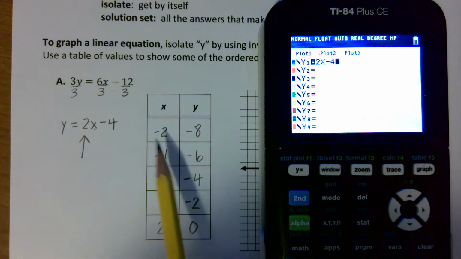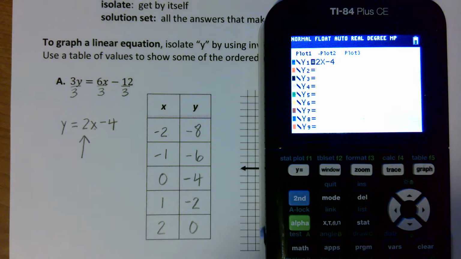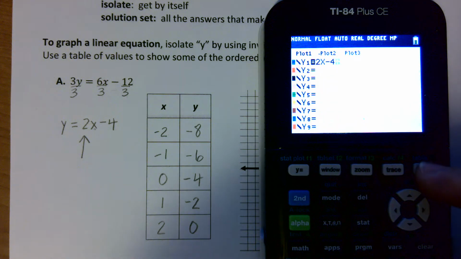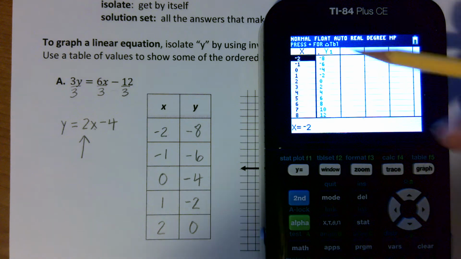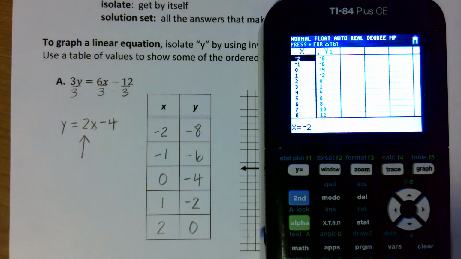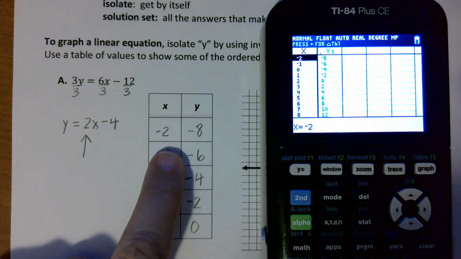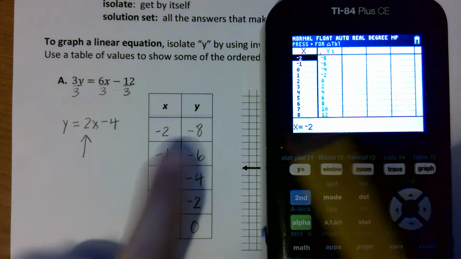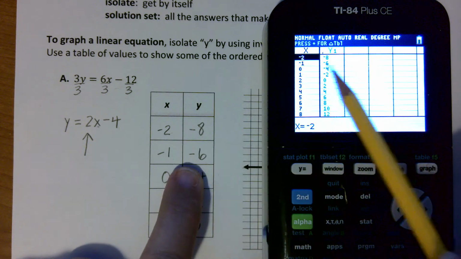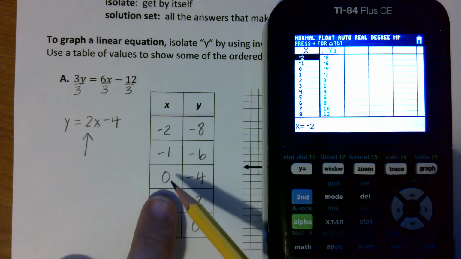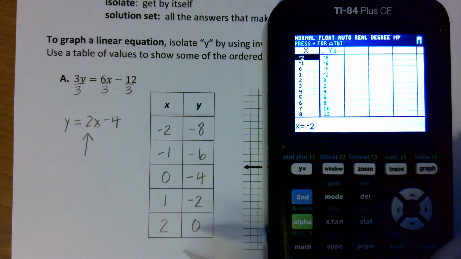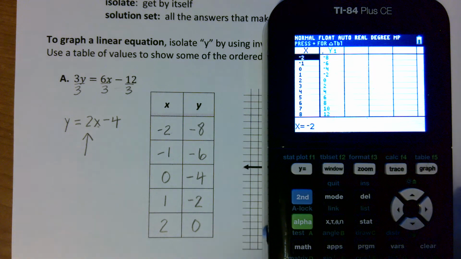And now we want to see if the table of values matches. So I look right above graph and it says table in blue. To get that, I'm going to press the second key and that button, and I see a table of values. And then I make sure that it matches the table of values I have here. So when x is negative 2, is y negative 8? Yes, it is. When x is negative 1, is y negative 6? Yes, it is. When x is 0, is y negative 4? Yes, it is, and so on. So we know for sure our table of values is correct.